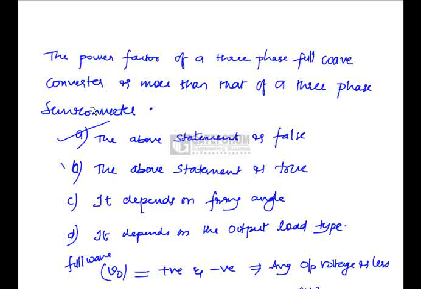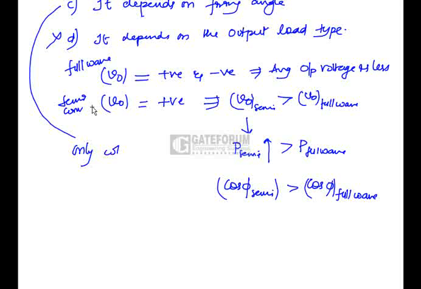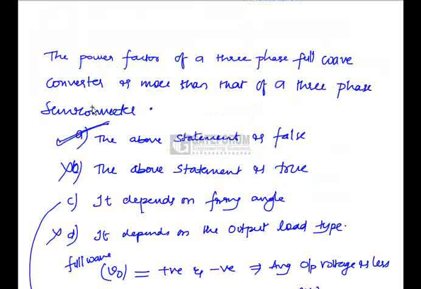Option B is wrong and option D is also wrong. Look at the interesting one is option C there. It depends on firing angle alpha. This is true only when alpha is equal to 0 degrees. At alpha is equal to 0 degrees, cos phi of semi-converter is equal to power factor, that is cos phi of full wave converter. But in general statement, option A is correct. Option C is correct only when alpha is equal to 0 degrees.